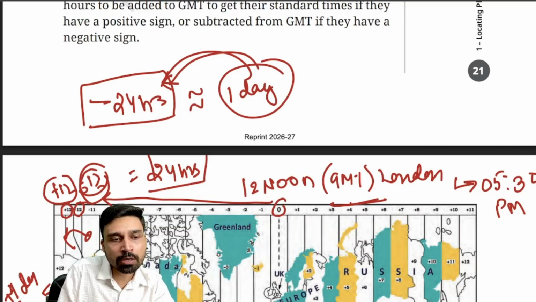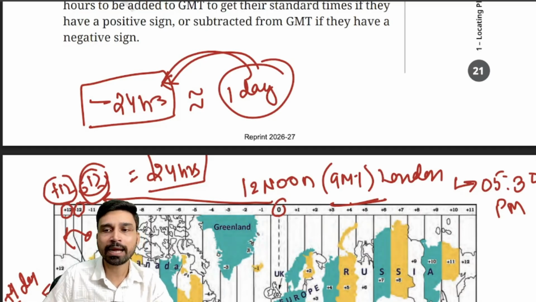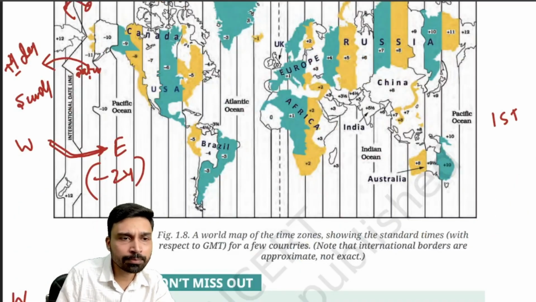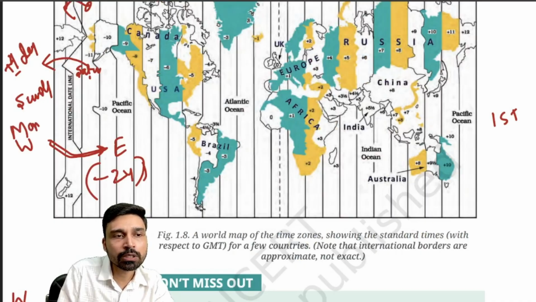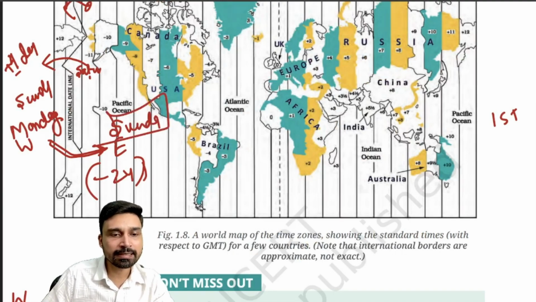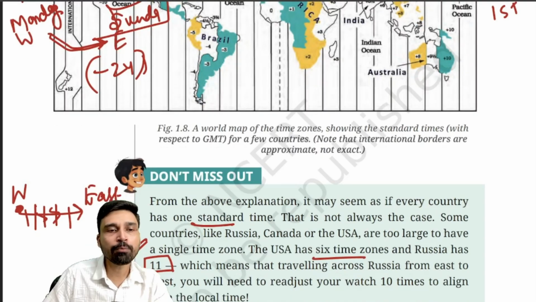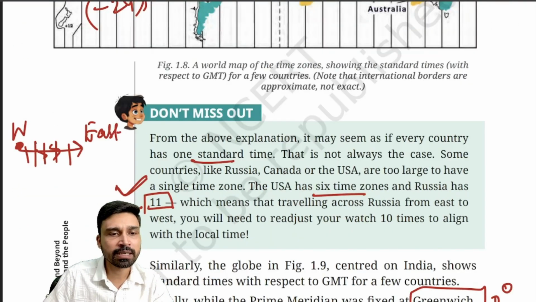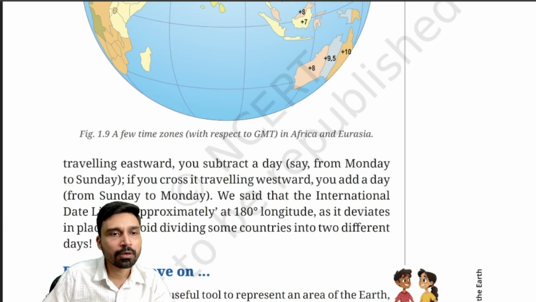That means if you are crossing the international date line from west to east, you have to subtract 24 hours, or subtract a full day. That means if it was Monday to the west of the international date line, it will become Sunday to the east of the international date line. And this happens because of the shape of the earth, which is more spherical in nature. So that's what we have discussed. We have to add or subtract.